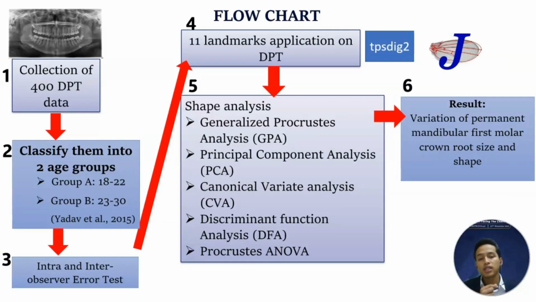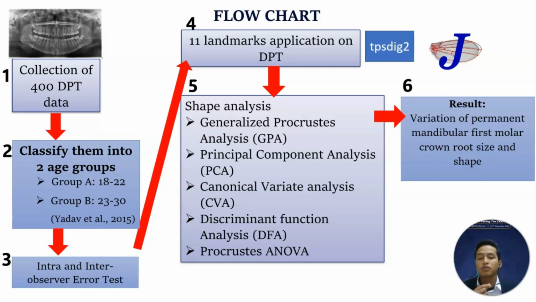For the flow chart of our research, first we collected about 400 DPT data, and then we classified them into two age groups: group A ranging from 18 to 22 years old, while group B ranges from 23 to 30 years old. After that, we did the calibration test to identify the intra- and inter-observer error.